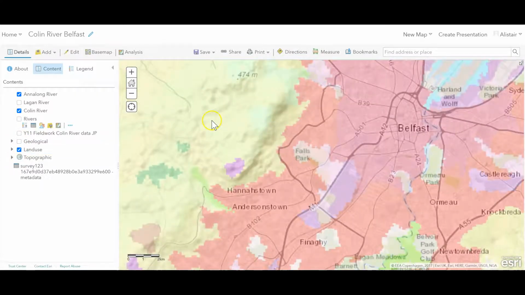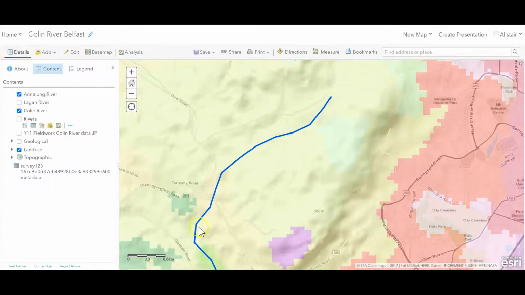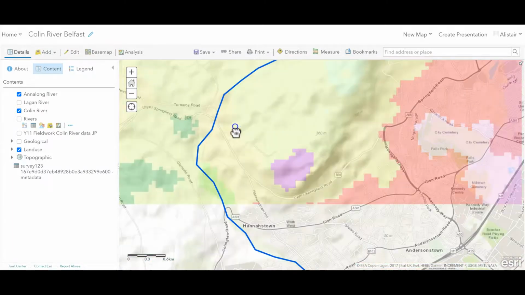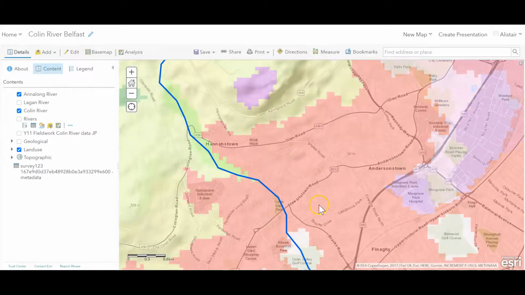You'll remember from what we did before that up near the source of the river, the land use here is your grasslands. It's very, very natural, but very quickly whenever you move down here into the Colin Glen, you move into this urban area. There's the red for the urban area.